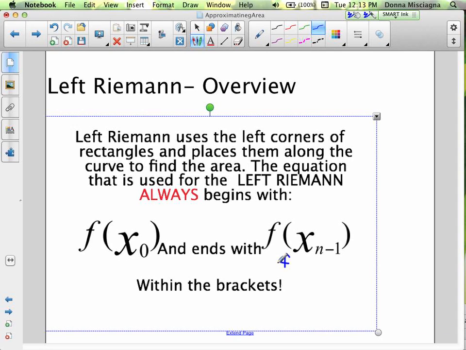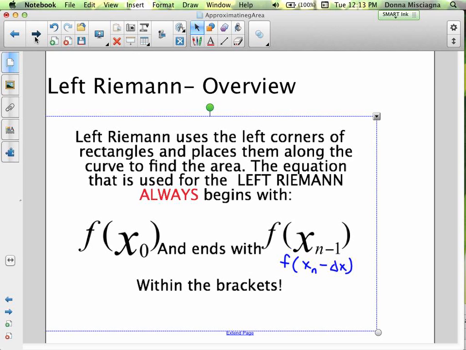I'll just put xn, because xn will be the last, and then minus one change in x, because it won't get to the last value. Right? We have to decide which side of the rectangle to use. This one's going to use the left side.